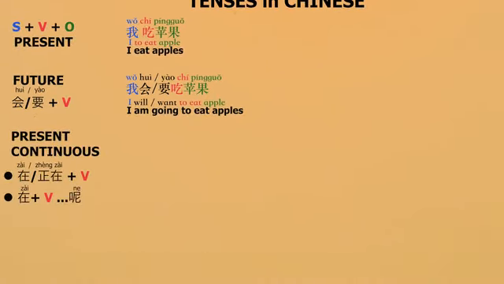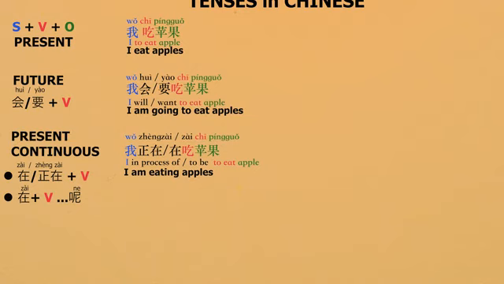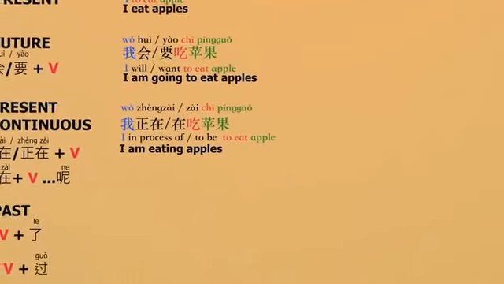The next one is the present continuous. To form the present continuous, we have two options. The first one is to use the character 在 or 正在 plus verb. For example, 我正在吃苹果 or 我在吃苹果. The second one is to use the structure 在 plus verb and 呢 at the end of the sentence. For example, 我在吃苹果呢.